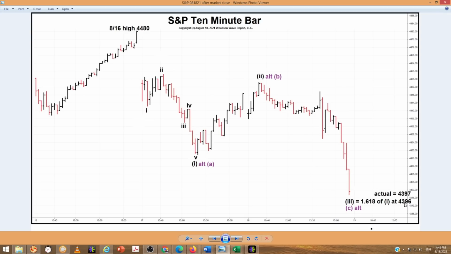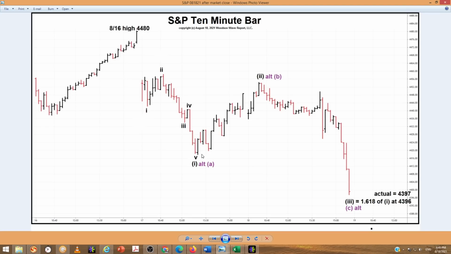Okay, C is a 1.618 at 43.96, and we got a 43.90 actual. That could be the entire decline. If this is 1, 2, 3 in black, then this low, which I believe is 44.17, should not be broken to the upside in a wave 4. And then we should see a 5 down or an even further extension of wave 3. We'll see how that plays out.